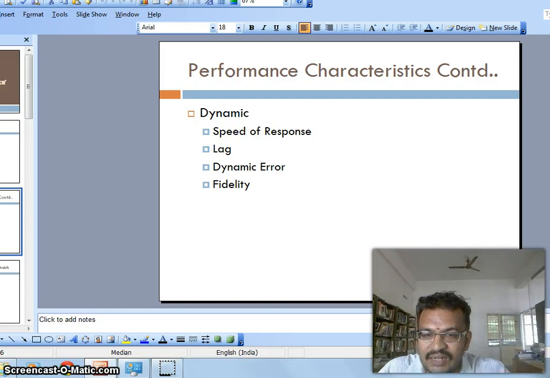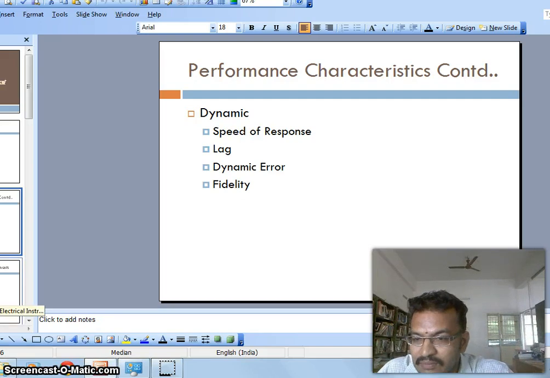The last one is fidelity. Fidelity indicates the degree of change in the measured variable without considering the dynamic error. In the case of dynamic error, we are not assuming the static error, but in the case of fidelity, we are not considering the dynamic error in response to changes in the measured variable. Fidelity means the exactness in the reproduction of the measured variable.